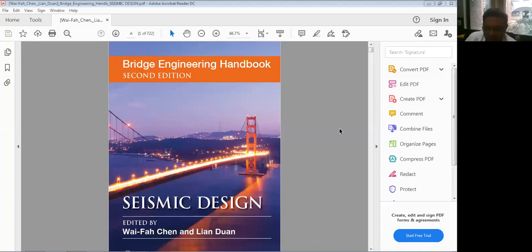There are three, four different volumes available, where one of the volumes is related to seismic design, right? So I can just show you the front page. I will just share the front page. This is one of the very good books if some of you are interested in seismic design. I will just share my screen so that you can see. Is it visible? Yes, sir. Okay. So this is one of the good books by Wai-Fah Chen and Lian Duan. Many books are available on bridge engineering, but this is related to seismic design. So you can use it.